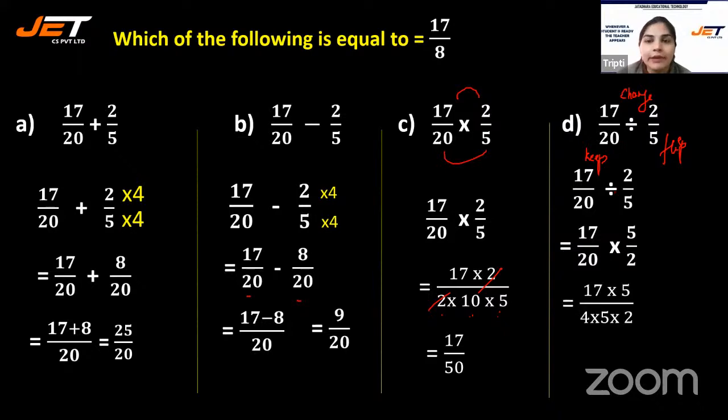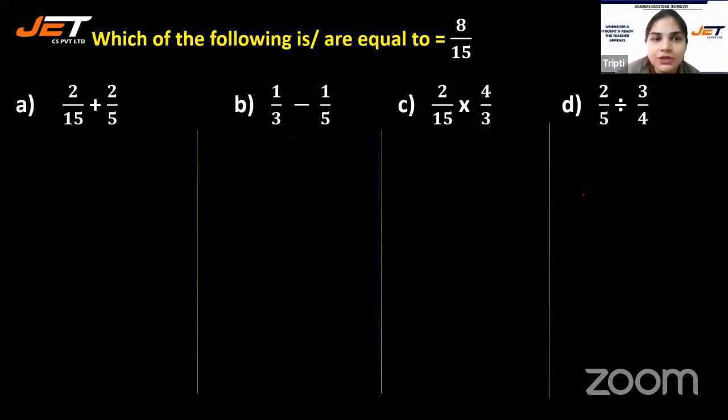2 by 5 will be 5 by 2. 17 times 5, and here 20 times 2. I have written 20 as 4 times 5 times 2. 5 and 5 cancel. 17 by 8 is the answer. Okay. Now moving on to the next question.